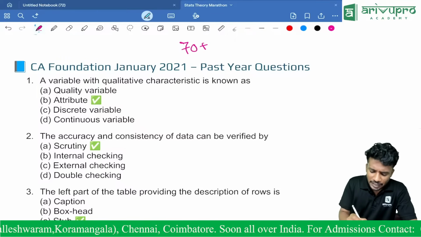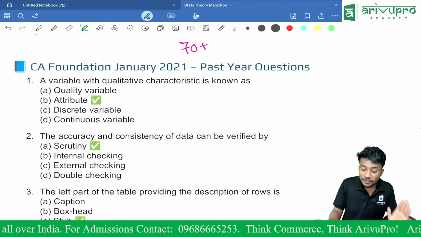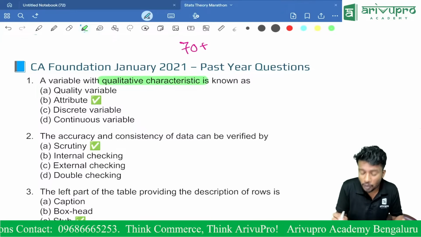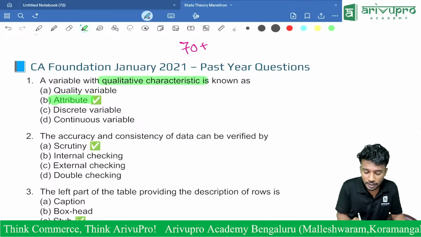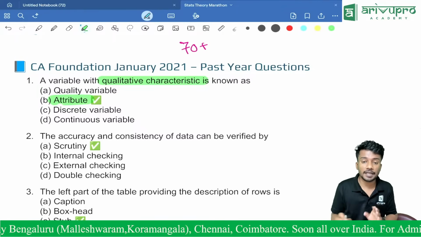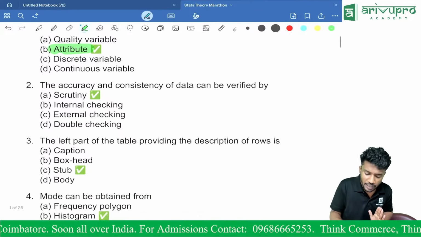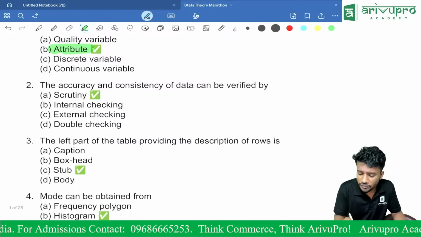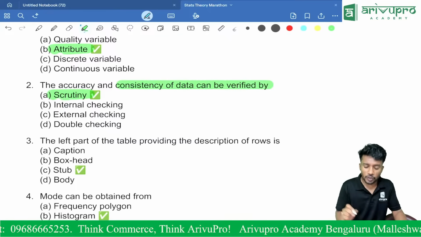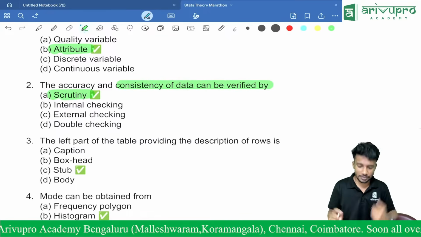Now, first one, a variable with qualitative characteristics is called as what? Qualitative characteristics means it should be with respect to attribute. Remember that qualitative character goes along with attribute. Then accuracy and consistency of a data can be verified by scrutiny. If you do the scrutiny, you can find the accuracy as well as the consistency of the data.